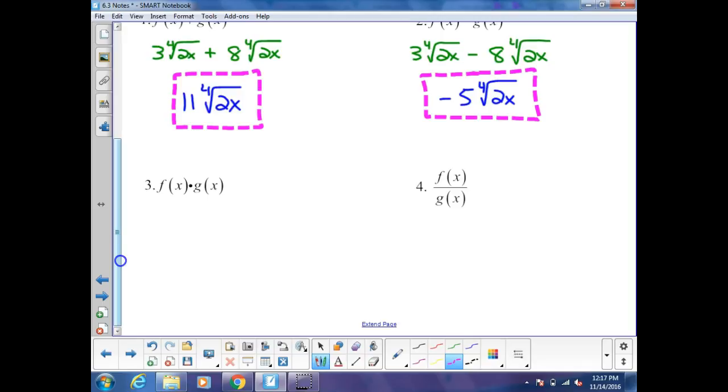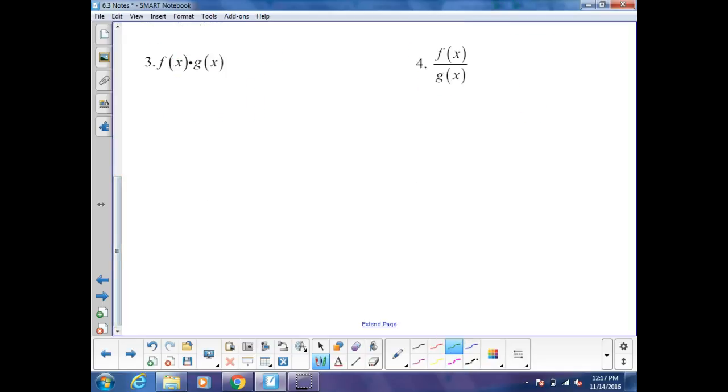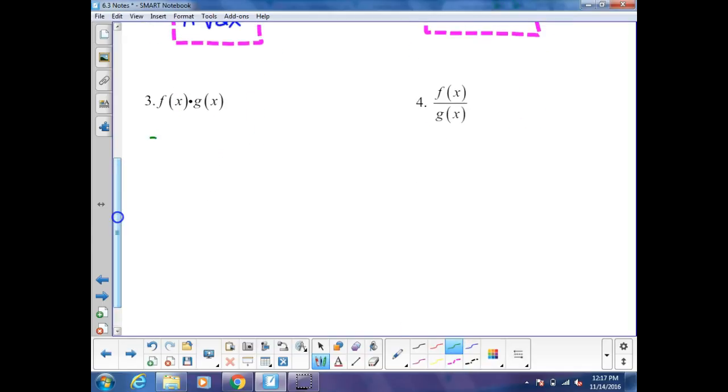I can multiply them. 3 times the fourth root of 2x times 8 times the fourth root of 2x would be like 3 times 8 times the fourth root of 2x, squared.